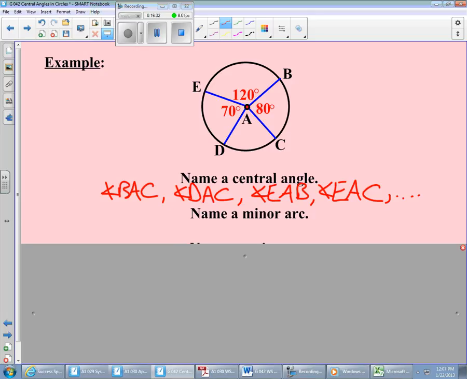All right. While we're on the subject of naming stuff, let's name a minor arc. What's one of those?